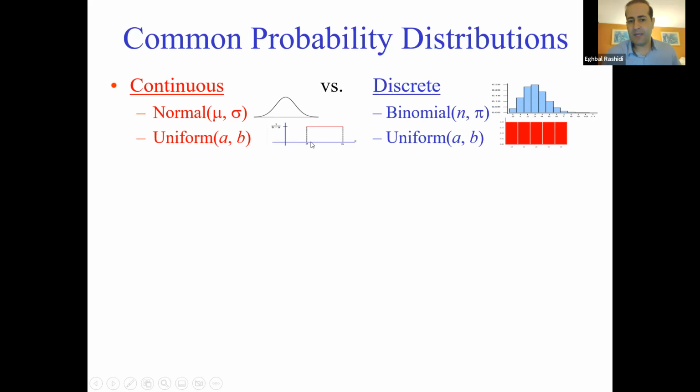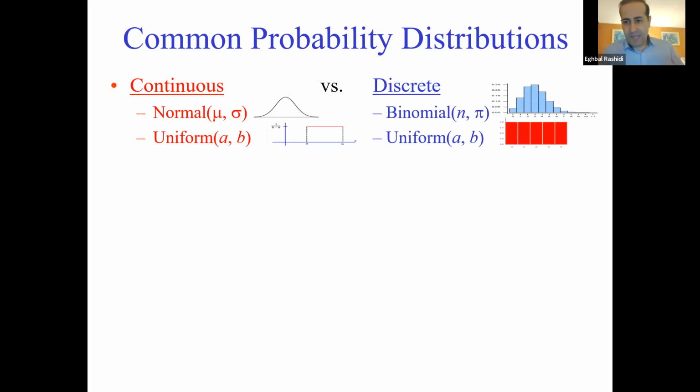So this is A, this is B, and the height of this is 1 over B minus A. The integral of this from A to B is going to give us the whole probability, which is 1. The edge here, B minus A, is the length of the rectangle, multiplied by its height. It gives us the area of the rectangle, which is 1. Because it's continuous, the summation of the whole probability is an integral: the integral from A to B of f of x dx, where f of x is 1 over B minus A, gives 1.